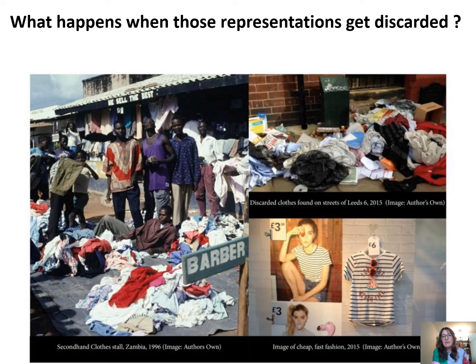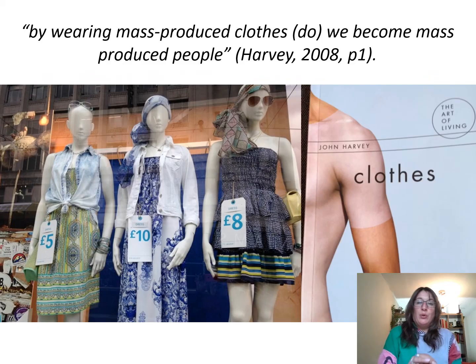I live in a student area. We're very much aware of the waste that is left behind, and also partly this link between that and retail and the high street in producing very cheap clothes. What does that say about us? I do like this quote. There's a very good book by John Harvey looking at clothes, and he asks the question, by wearing mass-produced clothes do we become mass-produced people?